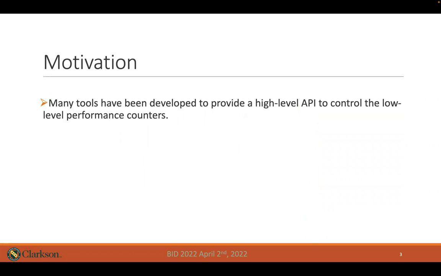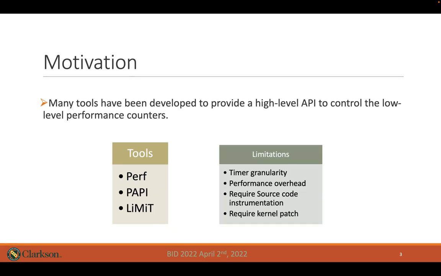There are many open source tools that have been developed that provide a high-level API to control and collect the performance counters data, such as Linux Perf, PAPI, and LiMiT. However, there are certain drawbacks for each of these available tools, such as some of them have low timer granularity, while others have high performance overhead. Some of them may require source code modification, while others require the kernel to be patched in order to use the tool.